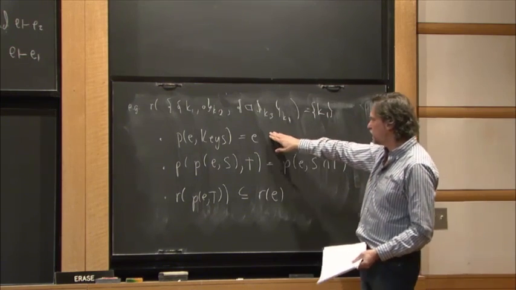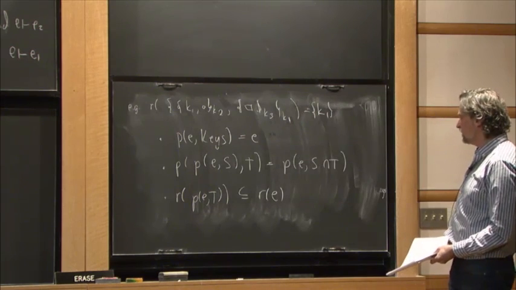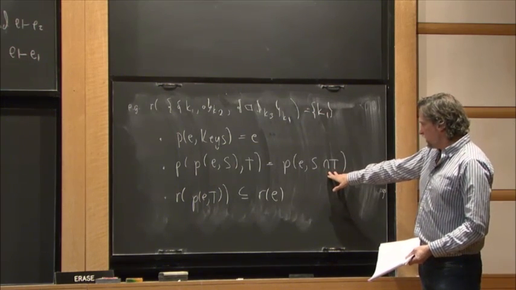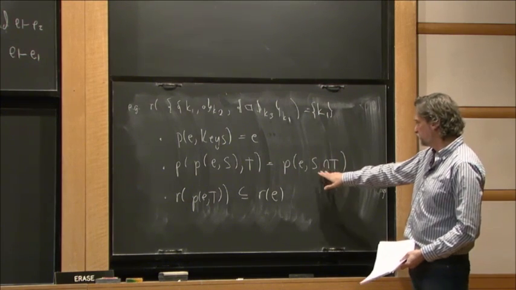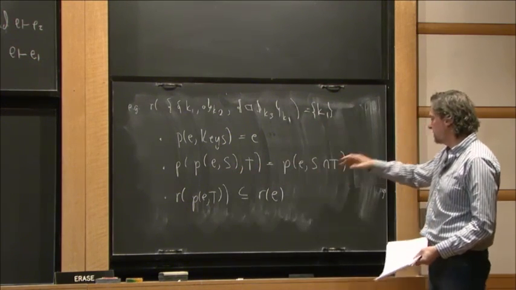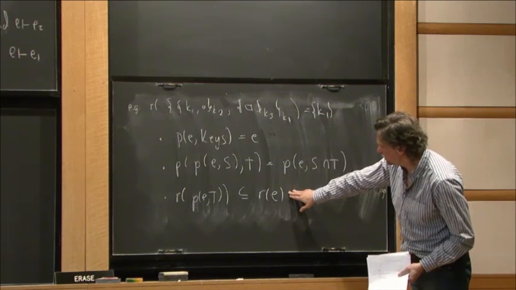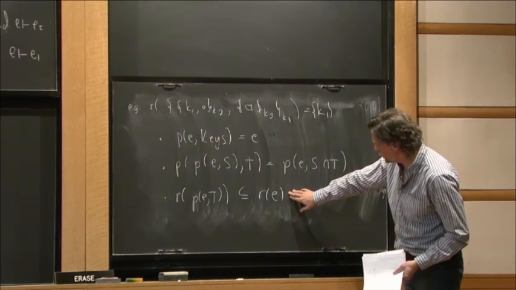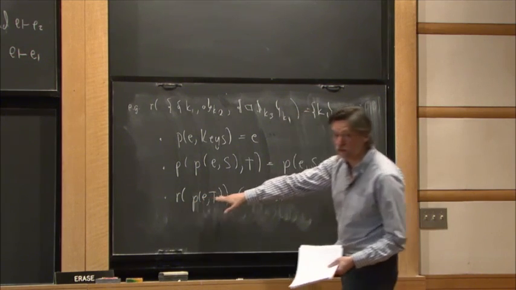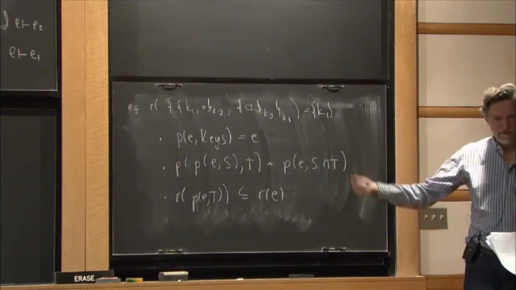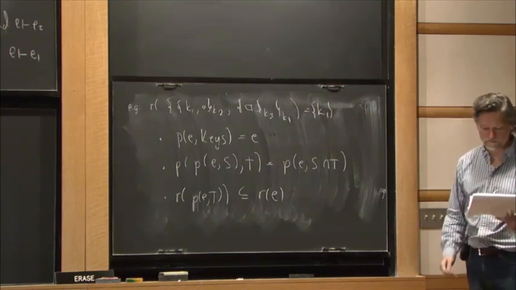The first one's obvious: if you have the set of all keys, then the pattern of E is just E itself. Here you basically have this kind of composition of the pattern function giving you the intersection of the key sets. And here you have this kind of monotonicity: if you take the pattern of an expression and look at the keys that appear there, that's going to be no larger than the set of keys that appear if you haven't taken the pattern.